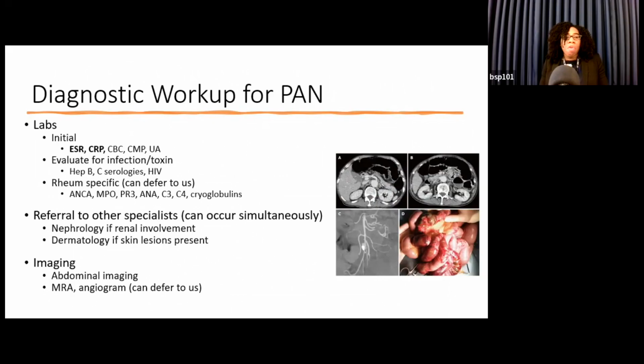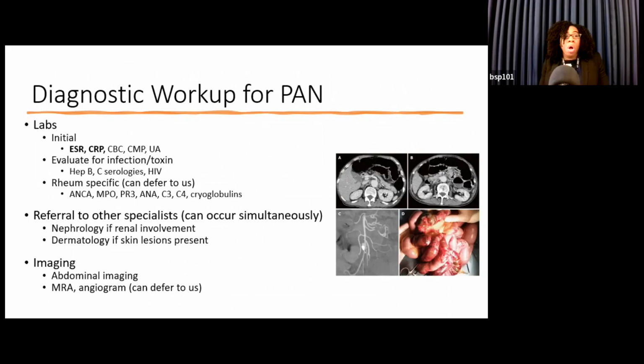And if there is skin involvement, referral to dermatology for a biopsy can be helpful as well to make sure we're not missing something else that's going on. In terms of imaging, since GI manifestations are the most common, getting some imaging of their abdomen can be very helpful, such as a CT scan, as seen here in figure A and B. And it shows some dilated bowel loops.